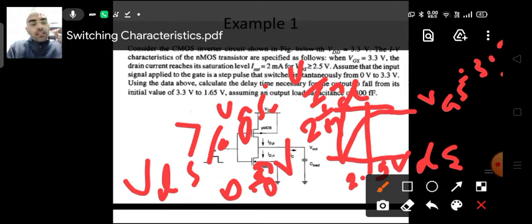The other important thing is that we have to find in which region our transistor works when the output is falling. Let's see how we can do this. I'll show you in the next slide.